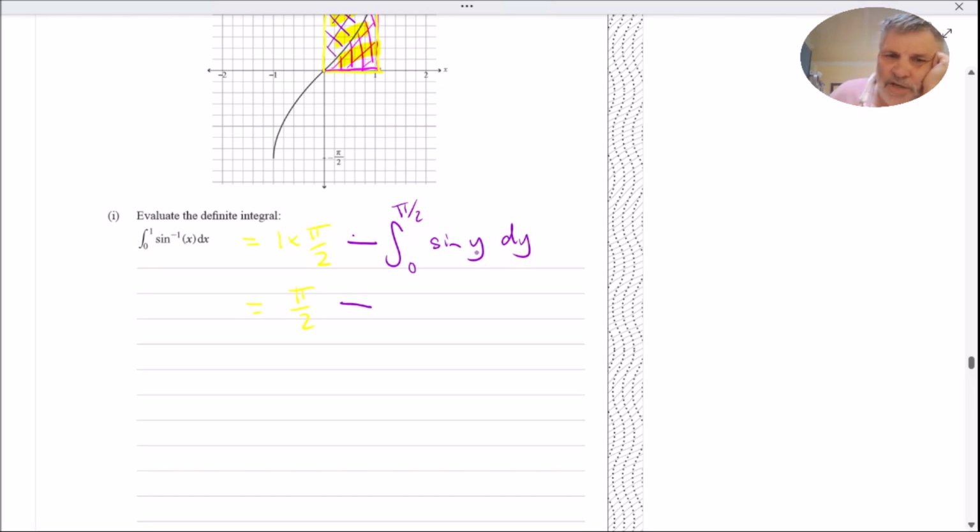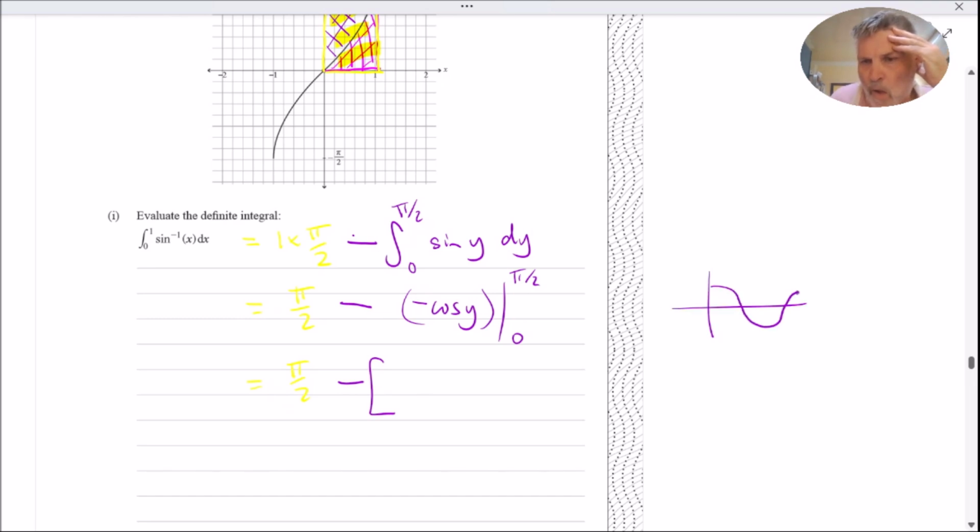Integrate sine y, you get negative cosine y, and that's evaluated at pi over 2 and at 0. So this is equal to pi over 2, and then take off cosine of pi over 2. Now this is pi over 2 here. Cosine of pi over 2 is 0, so it's minus 0, and then take away minus 1.